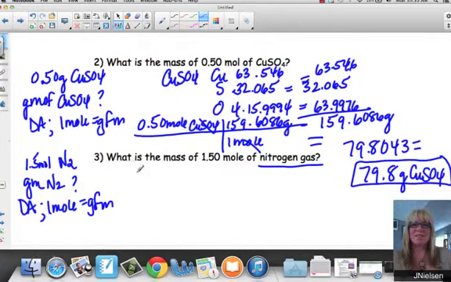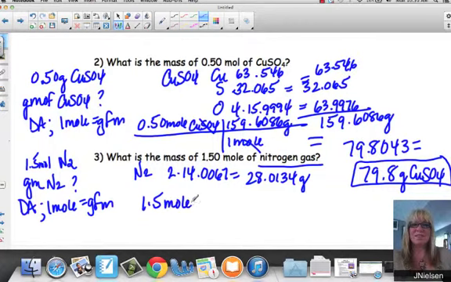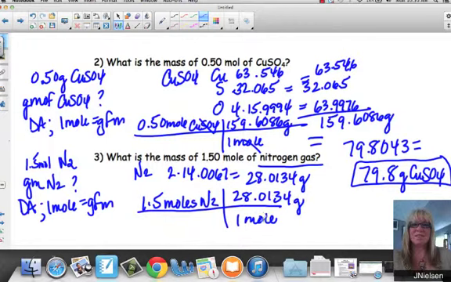But we do need the GFM of N2. Fairly easy, it's 2 times 14.0067, which gives us a mass of 28.0134 grams. So we start with our dimensional analysis, 1.5 moles of N2. We need moles on the bottom so that moles cancel. So 1 mole equals the GFM, 28.0134 grams. Moles cancel. So obviously, if we're going to multiply this out, we're going to get 42.0201 grams. We can leave that as 42 grams of N2. And that's my answer.